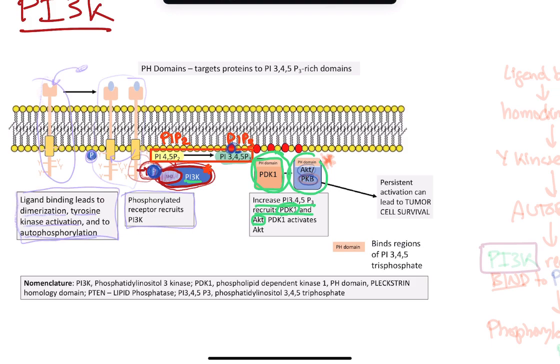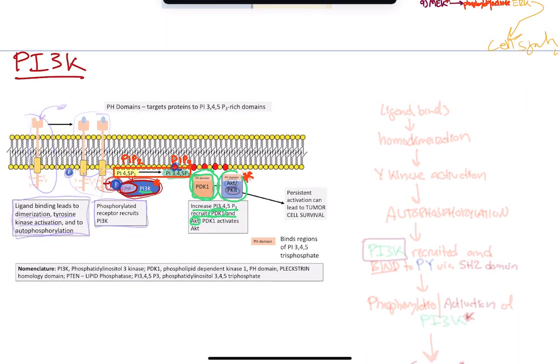So we have phosphorylated receptor, right? Autophosphorylated. That's going to recruit our PI3K. Our PI3K is going to catalyze the reaction of PIP2 to PIP3. Once we have that, PIP3 is going to recruit PDK1 and AKT slash PKB. And once they're recruited, that PDK1 is going to activate our PKB. All right? Easy enough.